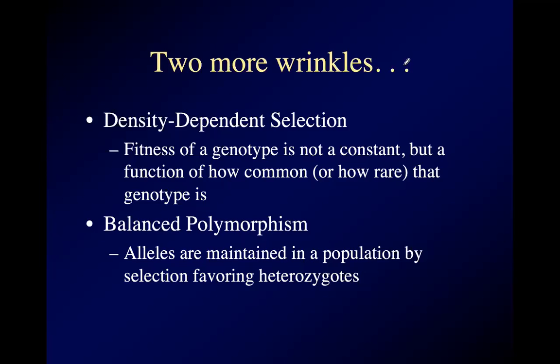And a balanced polymorphism is what you get when selection favors heterozygotes at the expense of both homozygotes. The example that I gave in class was sickle cell anemia, where if you are homozygous for the sickle cell gene, you have a disease. And without supportive medical care, you may not live a full life.